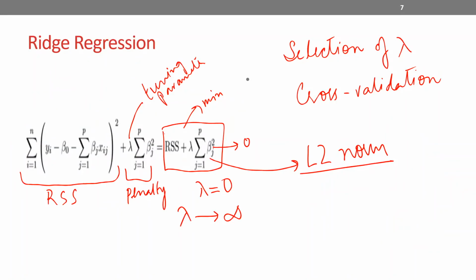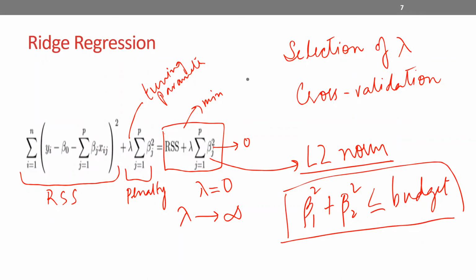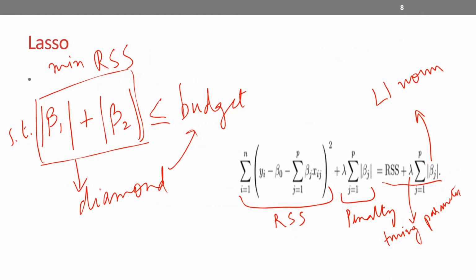Similarly, for ridge regression, this equation for a two-dimensional space is beta 1 square plus beta 2 square less than or equal to some budget, right? Depending on how much we are allowing this term to grow, right? So this is the constraint that gets added when we are trying to solve this problem. Okay, if this is not super clear, we can visualize this.